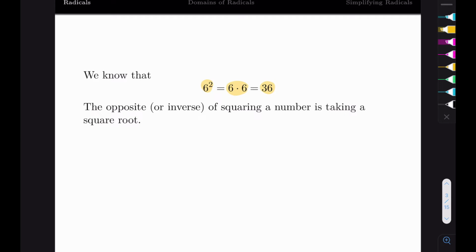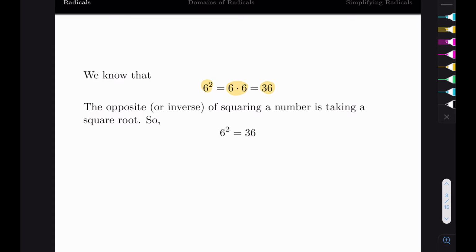So just like we have our tools to reverse addition, subtraction, multiplication, and division, we need to be able to reverse these powers. So the opposite of taking a square is going to be taking a square root. So these two operations are going to cancel each other out. So we often call them an inverse.